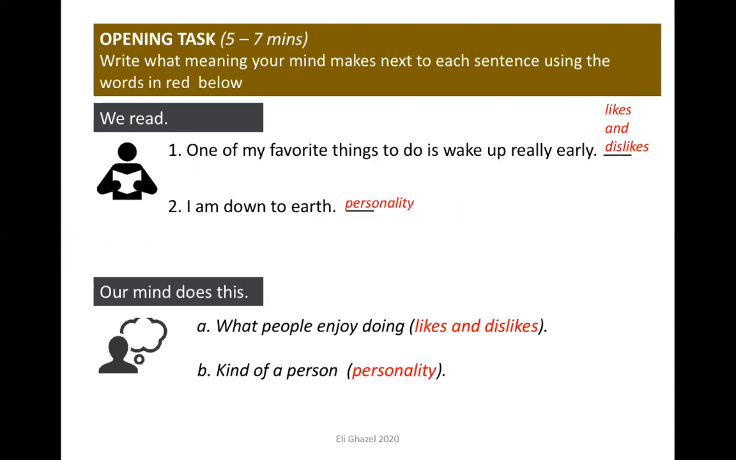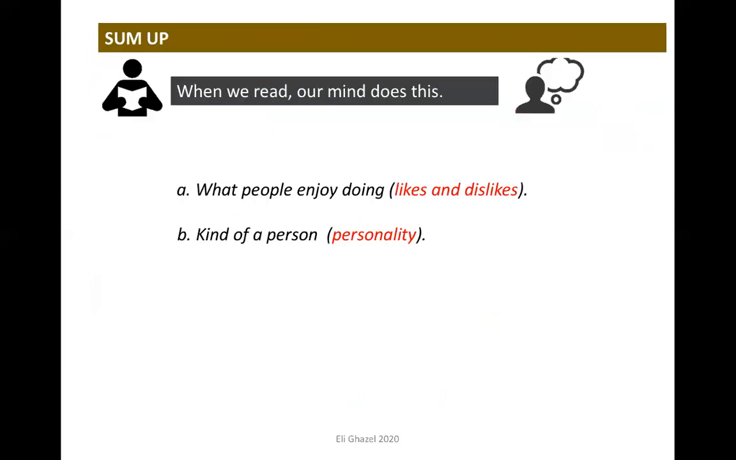And there we go. Okay, so this was the opening task. The whole thing in the future will take about 5 to 7 minutes. It's taking a little bit longer now because I am trying to describe what to do. The sum up: you tell the kids, when we read, sometimes our mind does this. What people enjoy doing is likes and dislikes, and kind of a person's personality.